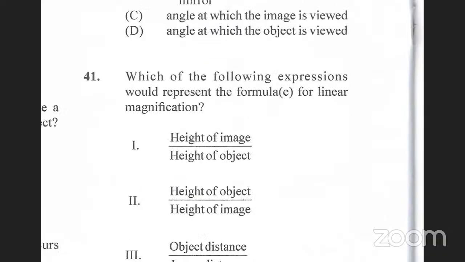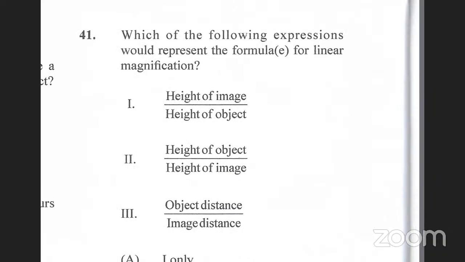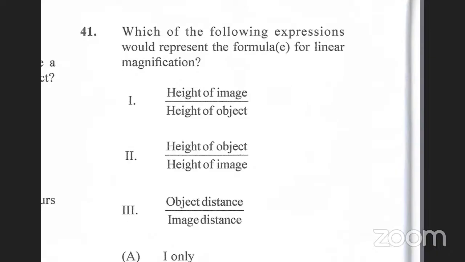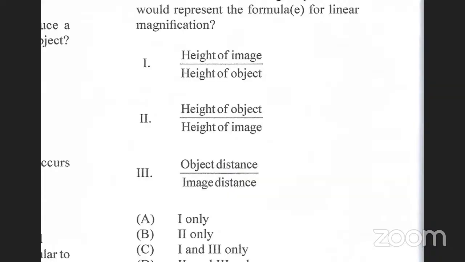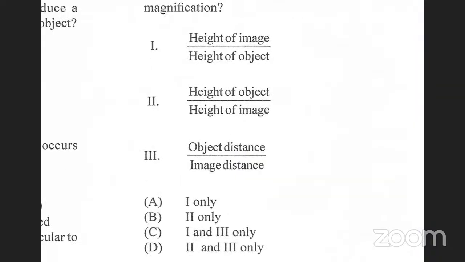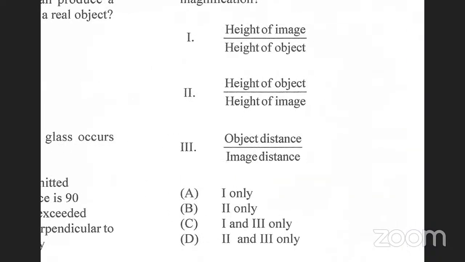Right, so that's B. Which of the following is magnification? Only one correct, right? It must be image over object. So the answer is A. Some of these are new ones, huh? A.